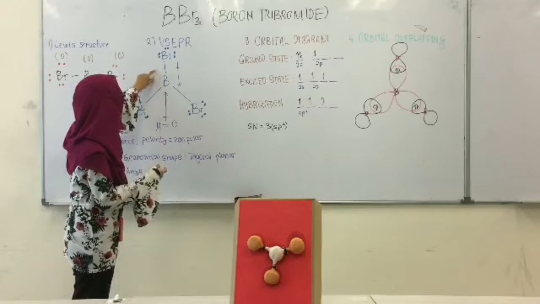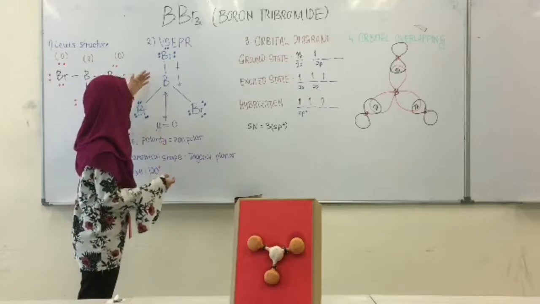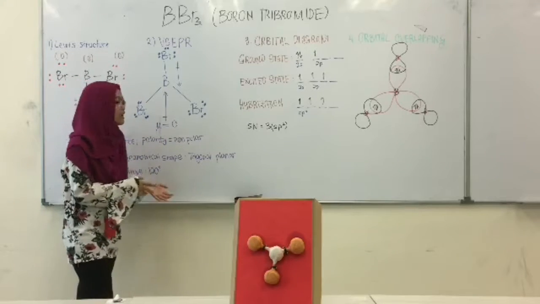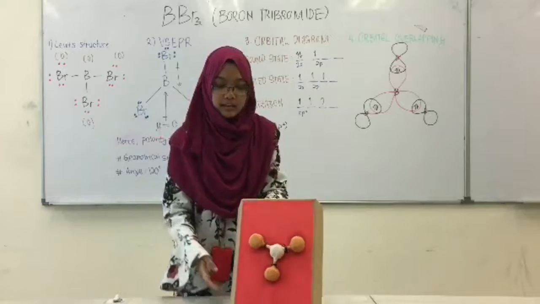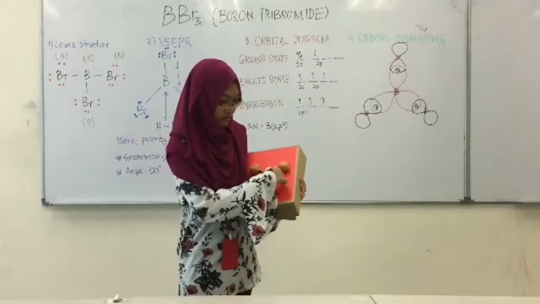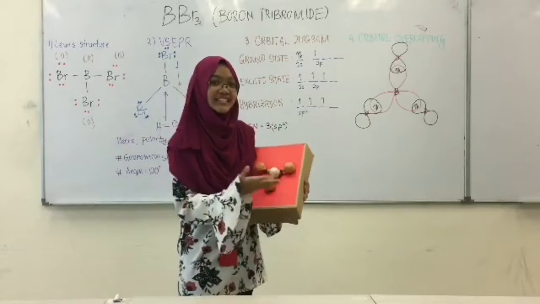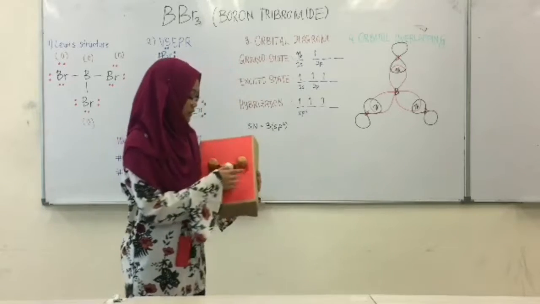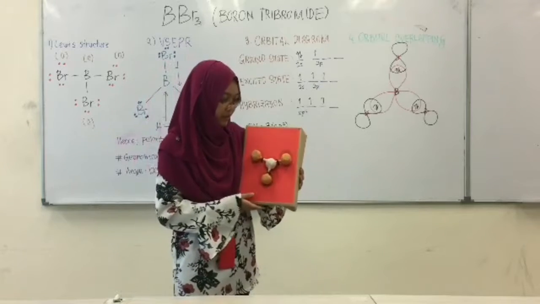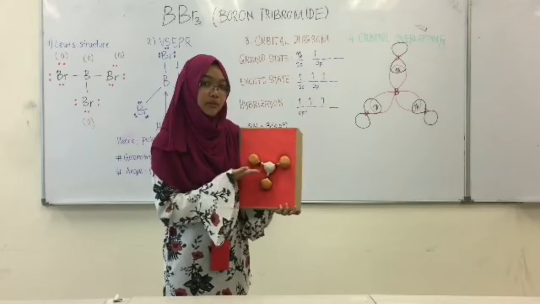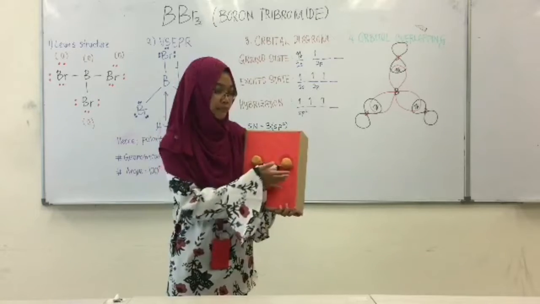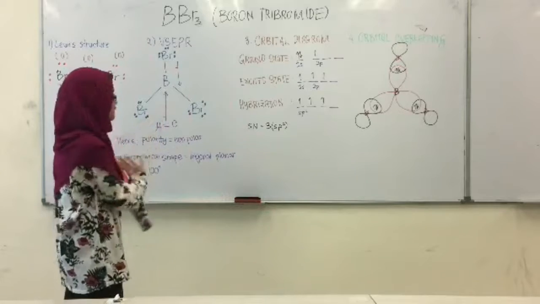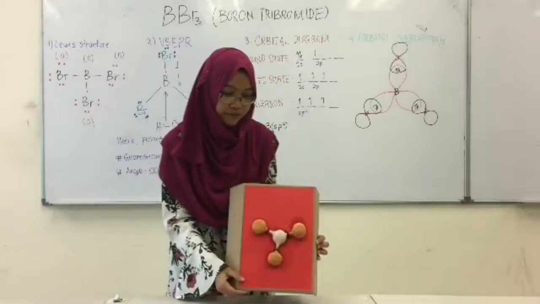The geometrical shape for this molecule is trigonal planar. As we can see in our model, it forms 120 degrees for each angle. So this is our model. The white color is boron, the orange color is bromine. It has the same shape as what I have drawn in front of it.